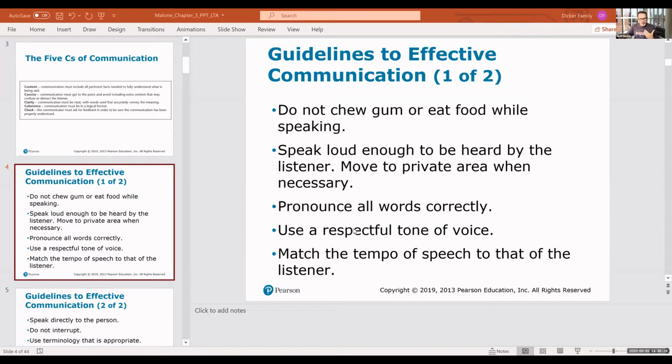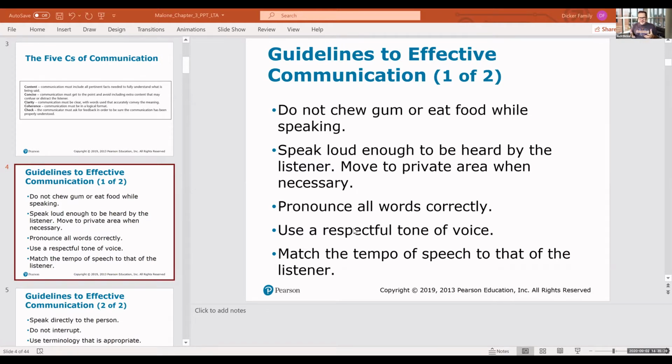Pronounce all words correctly. I typically tell you this: if you don't know how to pronounce a word or you don't know the meaning of the word, don't use it. If you don't pronounce it correctly, that says a little bit of something about your professionalism, and patients will pick up on that.